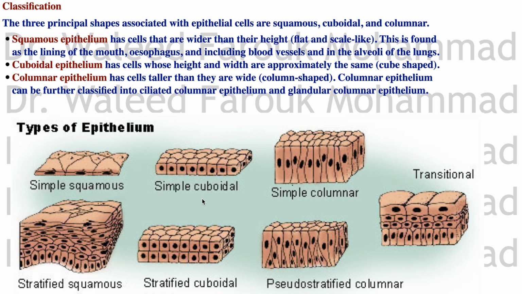In cuboidal epithelium, the height almost equals the width, and the cells look cube-shaped. In columnar epithelium, the height is more than the width of the cell, and you can further divide columnar epithelium into ciliated and glandular columnar epithelium. So we have, according to the shape of cells, squamous, cuboidal, and columnar, and you can see the different types of epithelium in this picture.